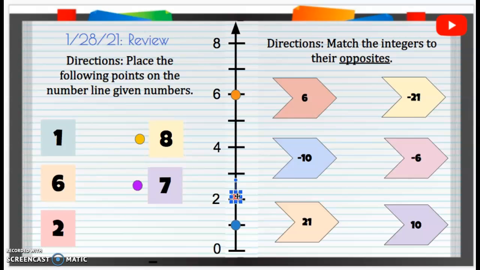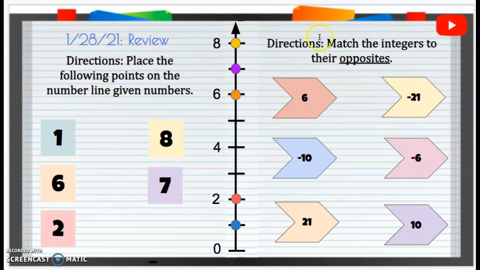Then, oh, that's annoying me that it's not perfectly on there. You do not have to have it perfectly on there. It was just annoying me. 8, we're going to go up positive 8. There we go. And 7. Oh, where's 7? Oh, yeah, 7 is between 6 and 8. 6, 7, 8. Perfect. So that's going to be it for that side.